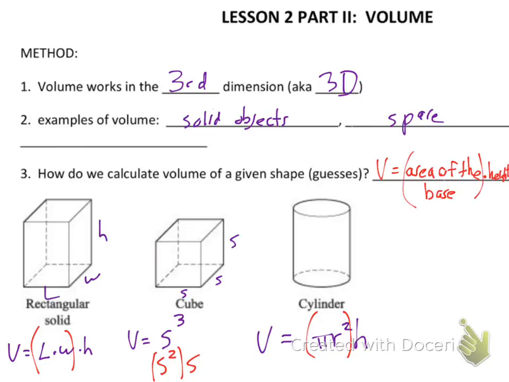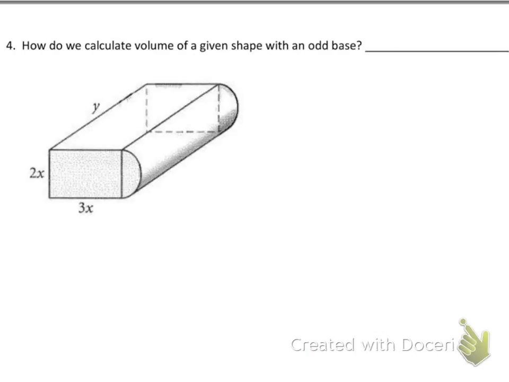I'll even put parentheses around it. Area of the base times the height. This will work for any solid object or object that needs to hold something, a 3D object. If you know the base and it comes straight off of that base, you can find the volume. So, how do you calculate the volume of that given shape? Where do you think the base is?